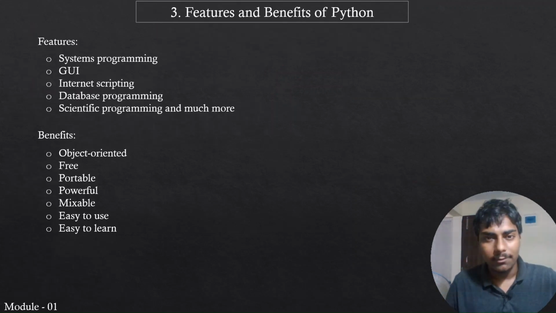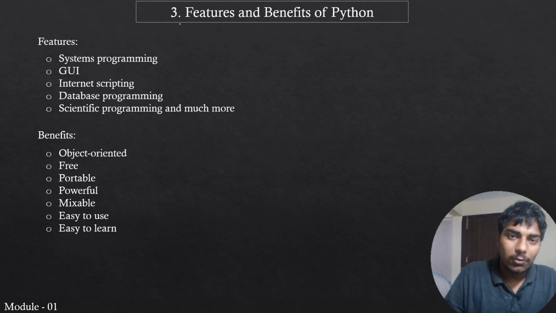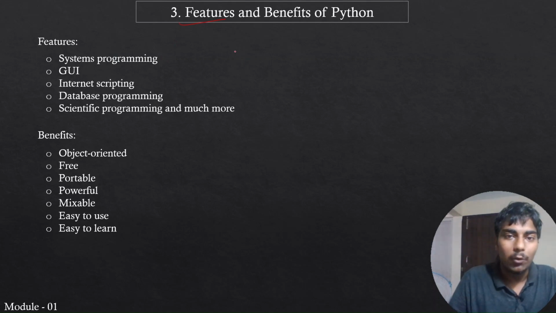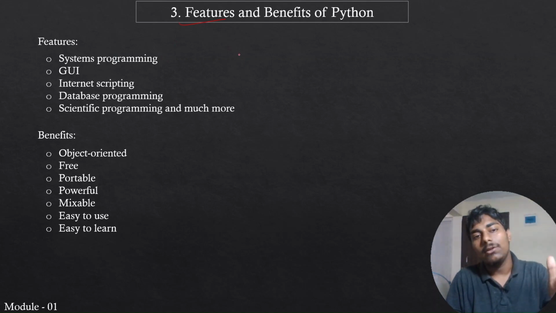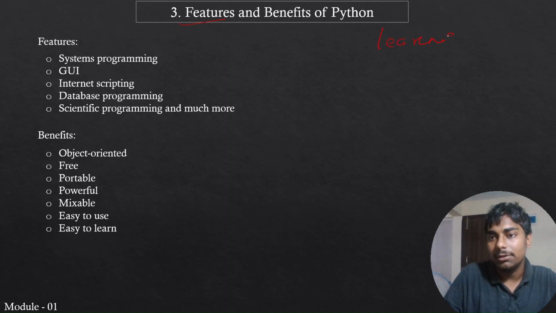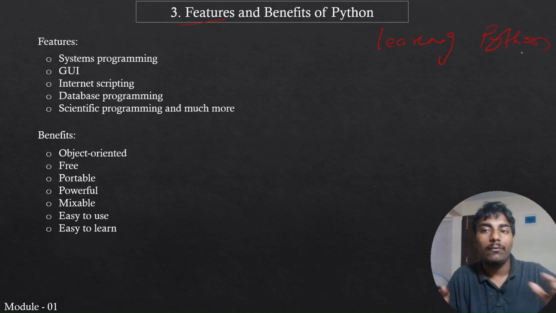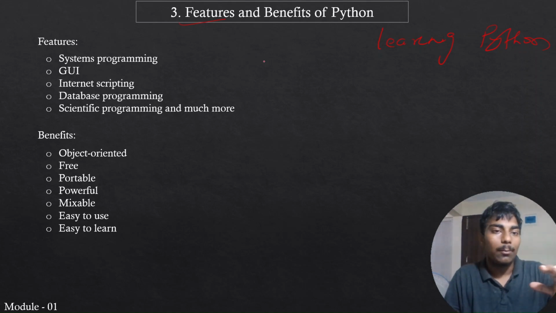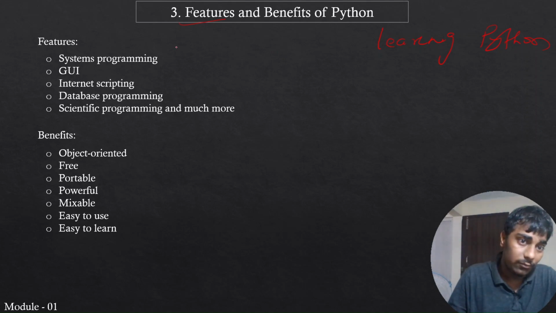Now, before understanding benefits, let's talk about some features. There are some features I have written down here, which are the most important. And if you want a book, one reference book you can refer to is Learning Python. This is a great book for learning Python. These are the topics. I'm not going to cover everything from the book because of copyright. Now let's talk about the first thing, which is system programming.